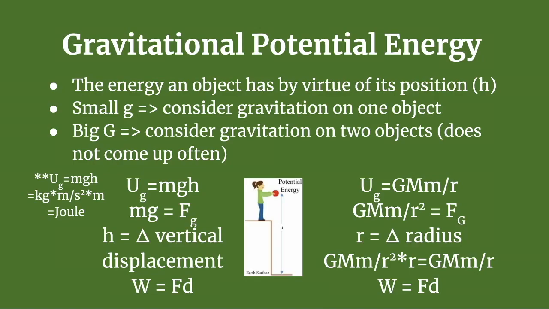In G big M little m over r, you take Fg, general, and multiply it by the radius, the distance between the two masses it connects. In unit analysis, we see that Ug is also in joules.